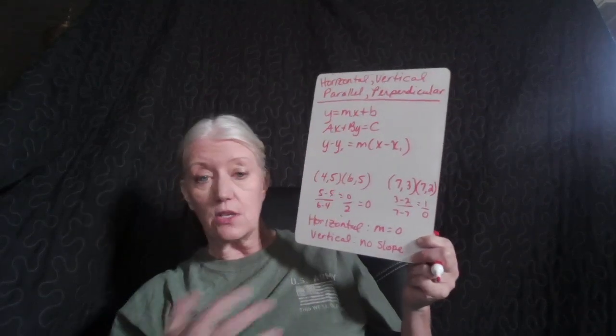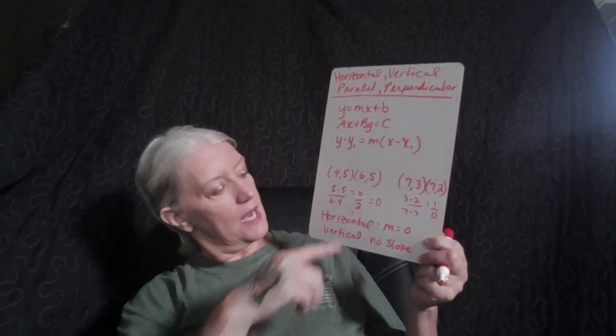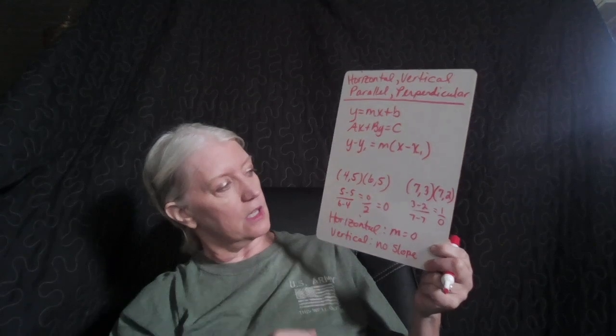So can't divide by 0, there is no slope. Okay, that's fairly straightforward. Now, first, how did I know that these were horizontal and vertical? Well, let's go ahead and jot a graph of those. Let me get rid of my equations here. If I jot a graph of these, I go over 4 up 5, plot my point, over 6 up 5, plot my point.